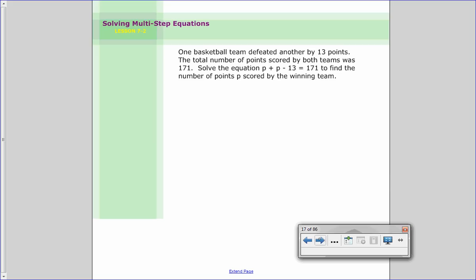Now it's your turn. I have another word problem for you. One basketball team defeated another by 13 points. The total number of points scored by both teams was 171. Solve the equation p plus p minus 13 is the same as 171 to find the number of points p scored by the winning team. So again, this is your equation that you need to solve. So go ahead and solve it, and when you're all done, come back and check your answer. So pause me now.